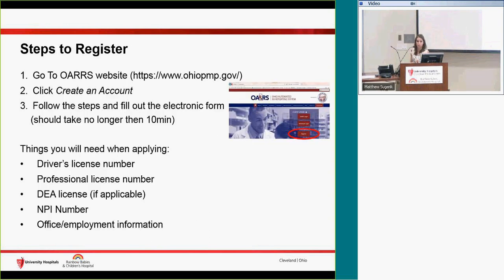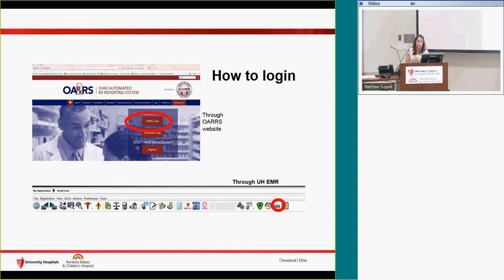How you register for ORS if you have not already done it: you can do it all online. When I originally did this, I actually had to do paper and get a notary and all that fun stuff. You don't have that now. You just go onto the website, register, and it takes about 10 minutes.